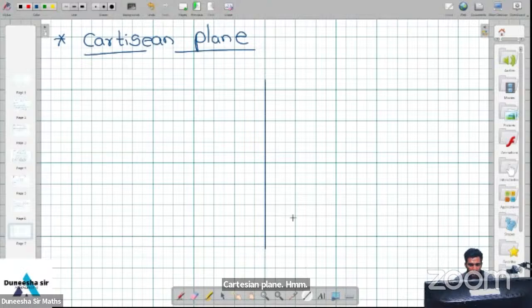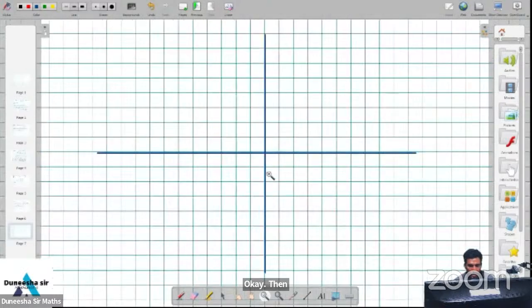Okay. Then you should draw the Cartesian plane axis. ඔයාලට පේනවද මගේ smallest squares පේනවද ඔයාලට? Can you see my squares on the whiteboard? Can you see? ඔයාලට කොටු පේනවද?